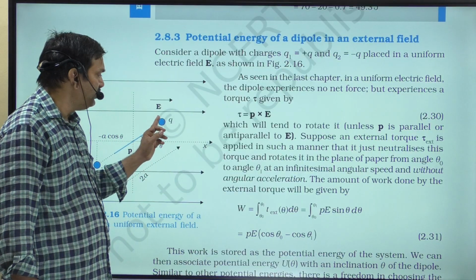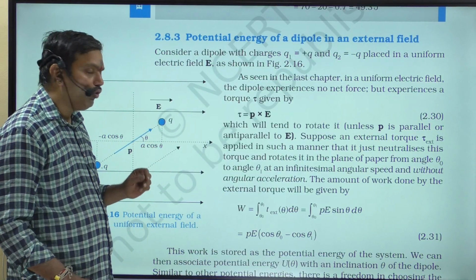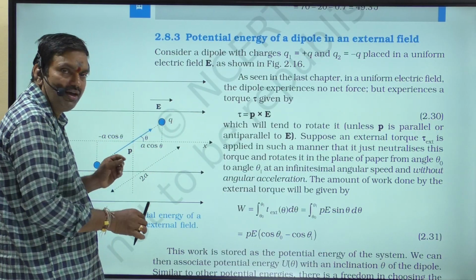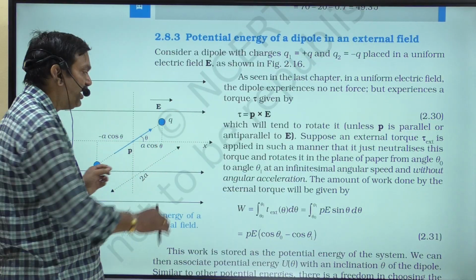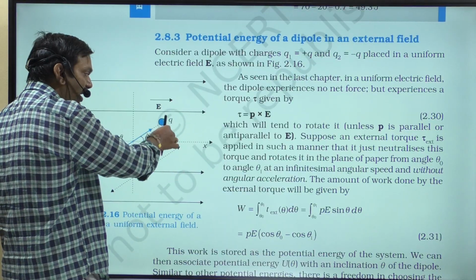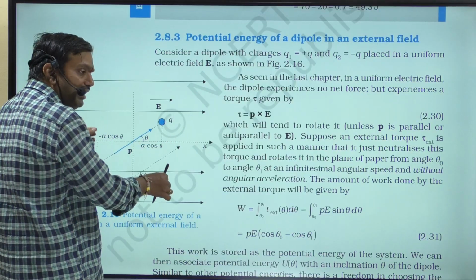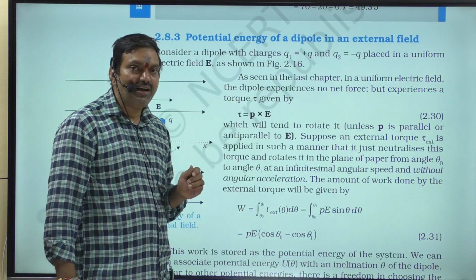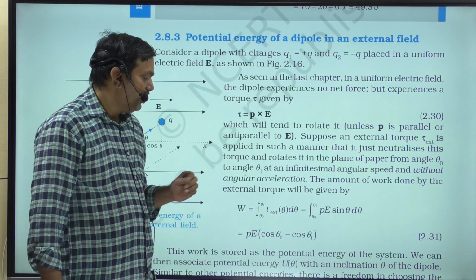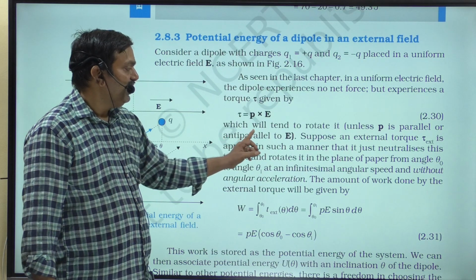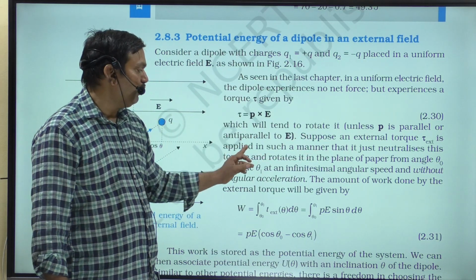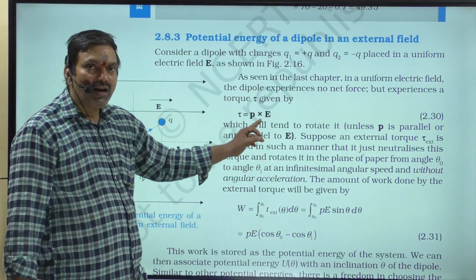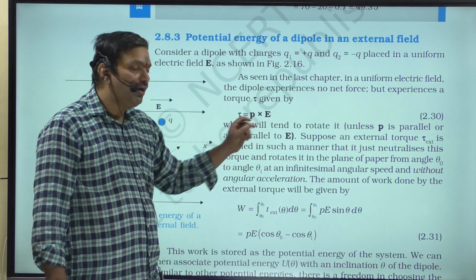So though the net force is zero, because these two forces are acting, they are trying to rotate the dipole in this direction. So here, if they are acting like this, they will act in the clockwise direction to rotate the dipole. So therefore, the magnitude of the torque is given as P bar cross E bar. Now once you know that torque, it will try to rotate what? The particular dipole, right?